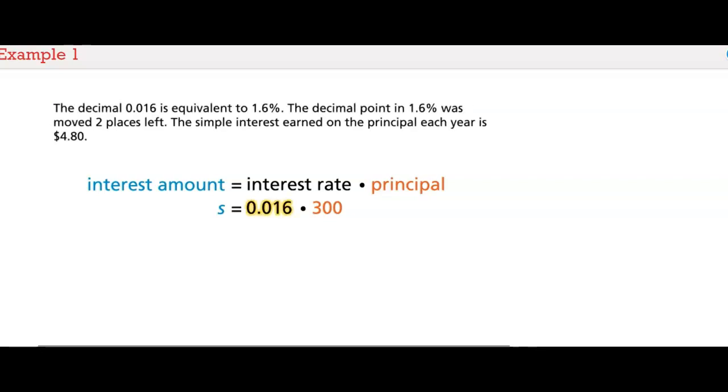The decimal 0.016 is equivalent to 1.6%. The decimal point in 1.6% was moved 2 places left. So, the simple interest earned on the principal each year is $4.80.